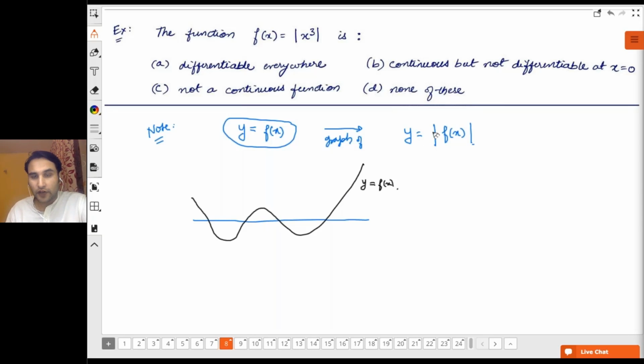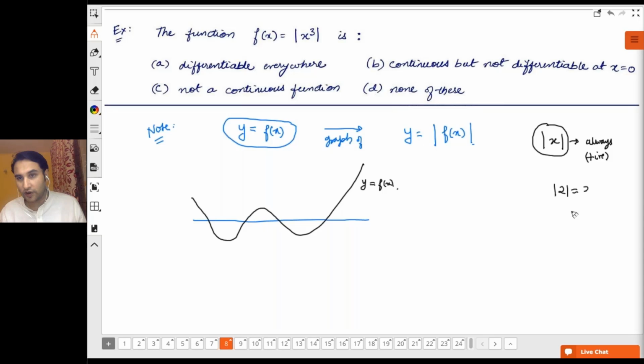So whenever you want to plot the graph of mod of fx, what does this mod do? Remember, mod of x is always positive, which all of you know. So when you take a mod of anything, that entire thing becomes positive. So for example, mod of 2 is 2 and mod of minus 2 is also 2. So even if you give a negative number inside the mod, it will become positive.